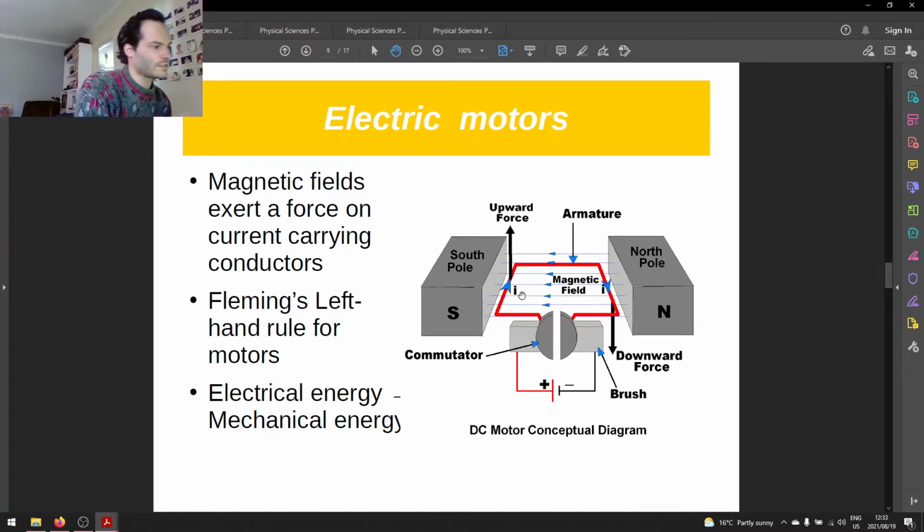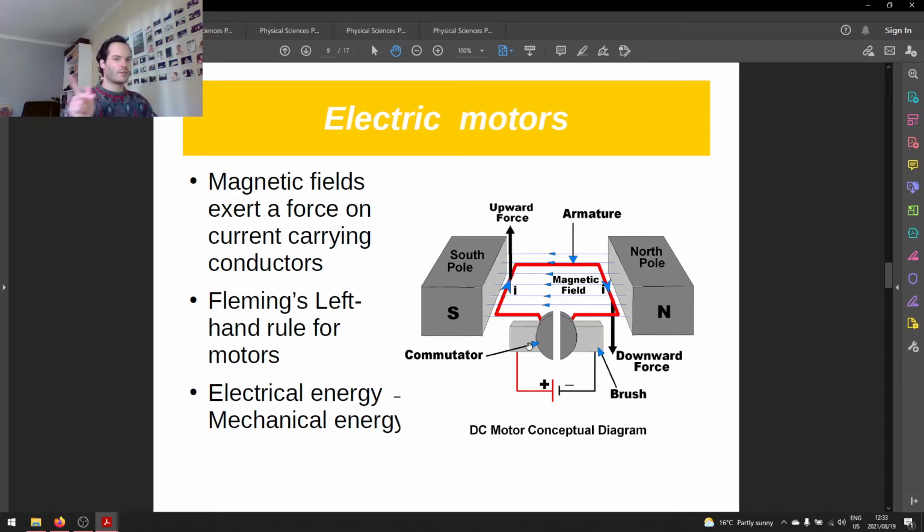So if we look at this diagram over here, we can see again I've got a split ring commutator because this is a DC motor. If it was an AC motor, there would be slip rings. I've got a battery, therefore I know that it is a motor because I'm providing electrical energy to it. I'm not getting electrical energy out. And if we look on the right-hand side of the coil, we see that the force is upwards. My magnetic field is from north to south, so towards the left, and therefore my current, my middle finger, is pointing into the board. And we can see that on the diagram there.